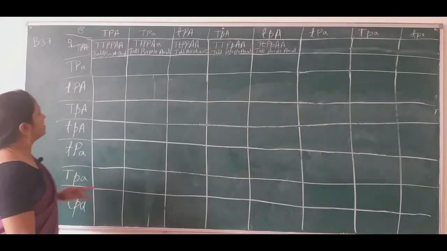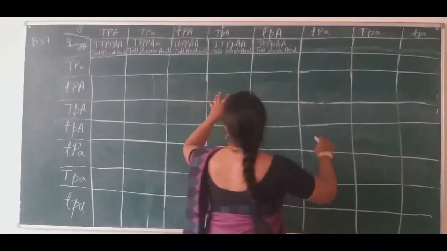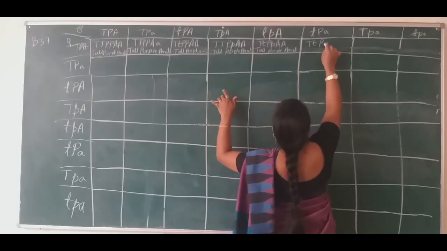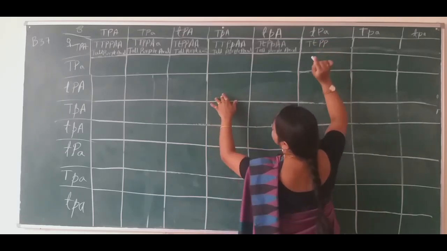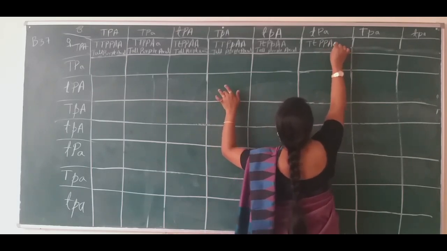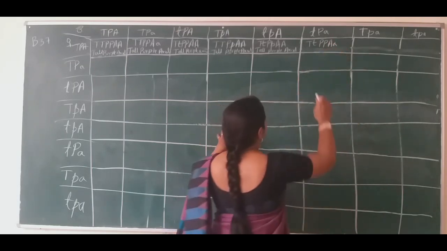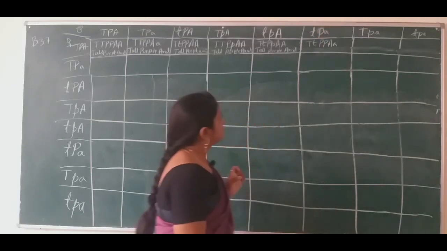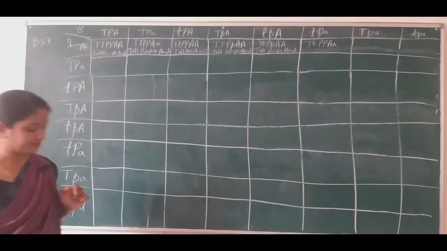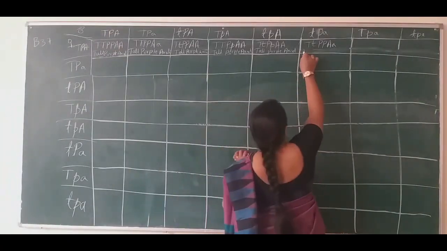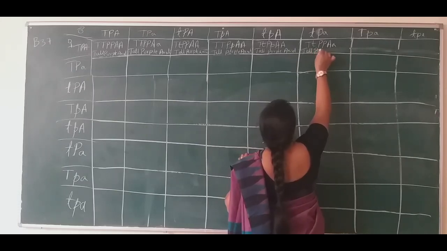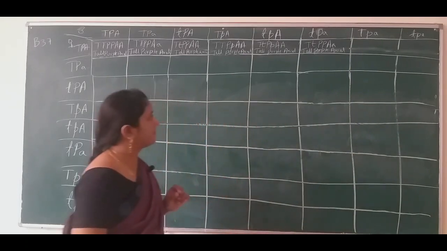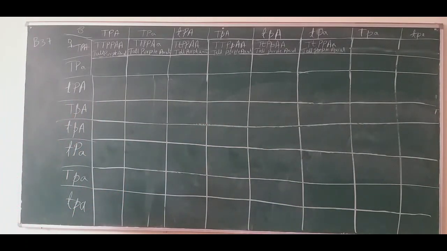Okay, and the next is capital T, small t, capital P, capital P, capital A, small a. Okay, this is capital P. Don't get confused. Okay, and write the phenotype of this: tall, purple, and axial. And in the next box, what do you have to write?